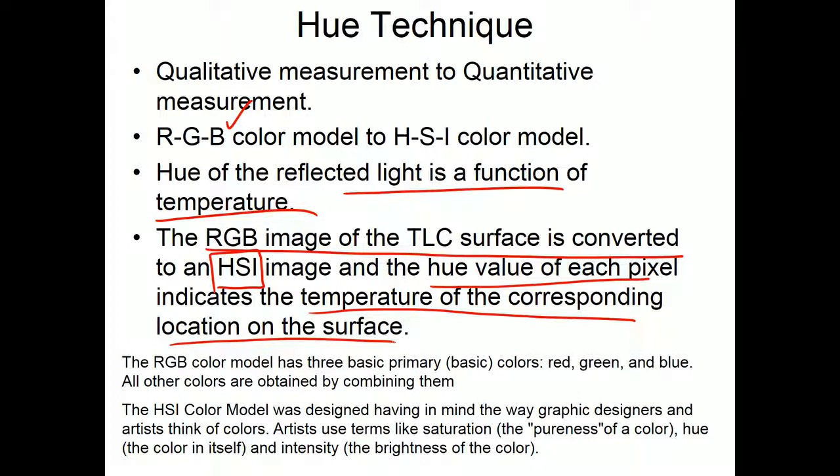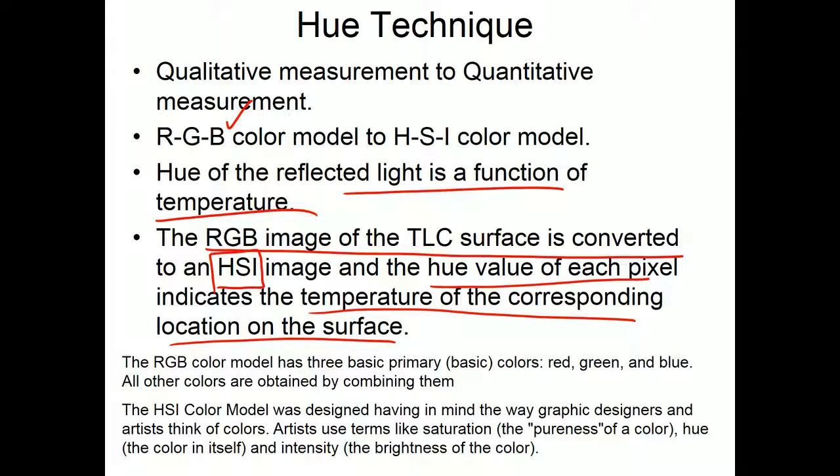Understood? So, first you get an RGB image, you convert that to the hue format, and you get the hue at each pixel. The image that you take has these pixels, and that is the minimum spatial resolution that you can get. If you calculate the value of the hue there, that will correspond to the temperature of the surface.